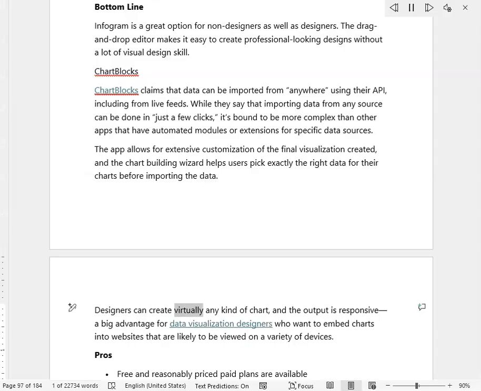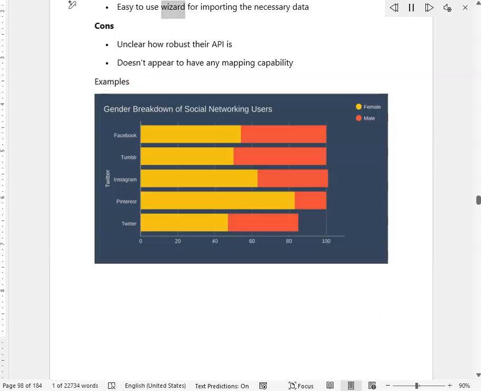Designers can create virtually any kind of chart, and the output is responsive, a big advantage for data visualization designers who want to embed charts into websites that are likely to be viewed on a variety of devices. Pros. Free and reasonably priced paid plans are available. Easy-to-use wizard for importing the necessary data.